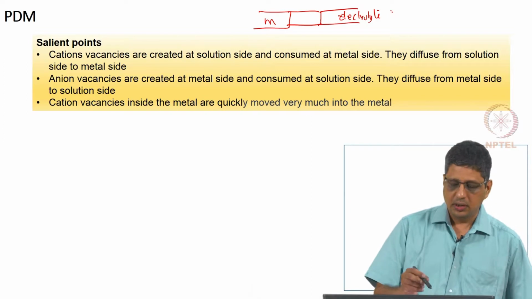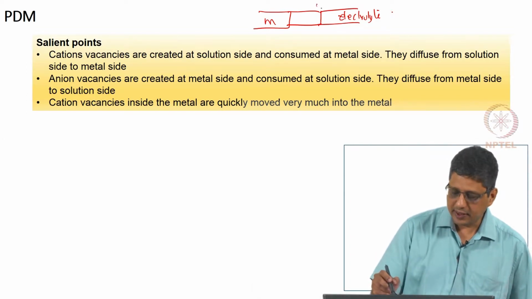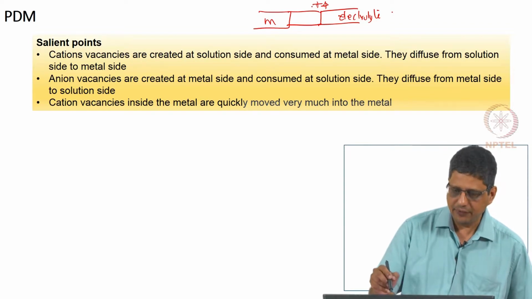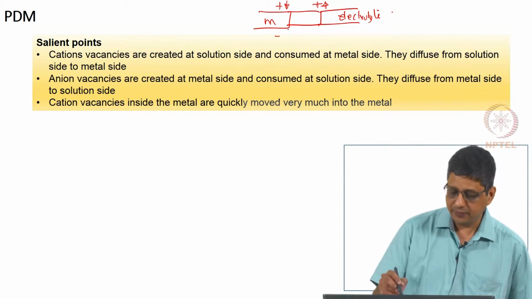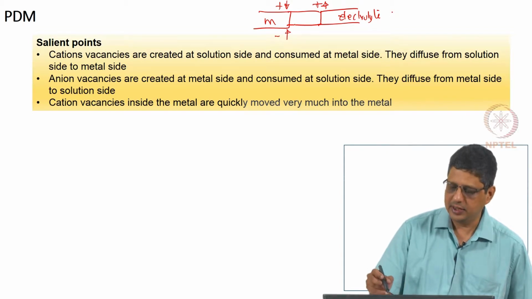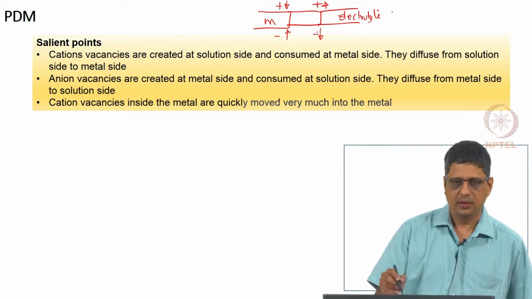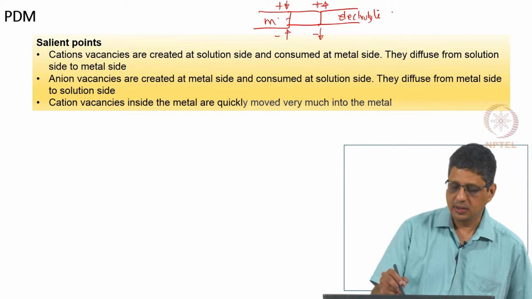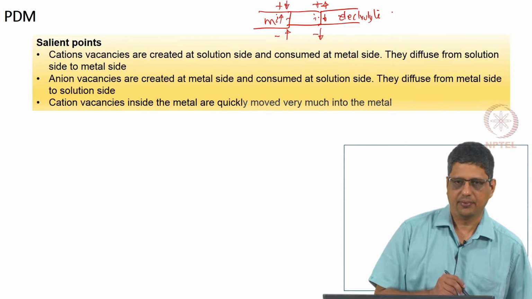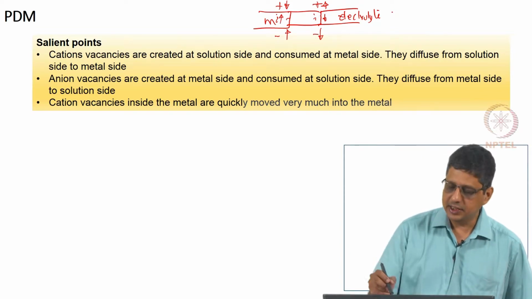On one side, cation vacancies are created, denoted by plus here, actually it is a vacancy, and they are created on the solution side and consumed at the metal film interface. Anion vacancies are created at the metal film interface and consumed at the film solution interface. Cation interstitials are formed here, and consumed here. And the 7th reaction is dissolution of this.